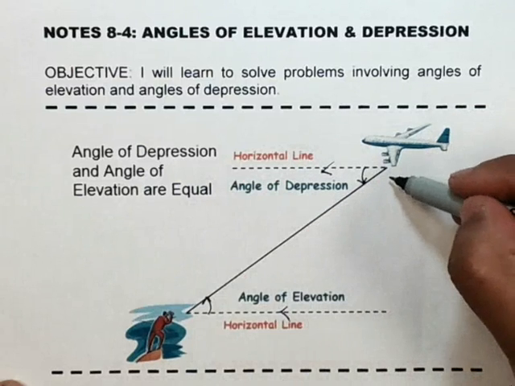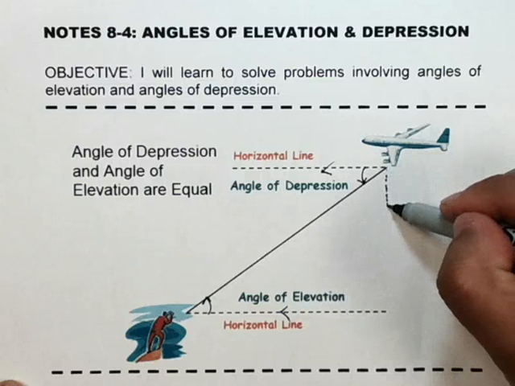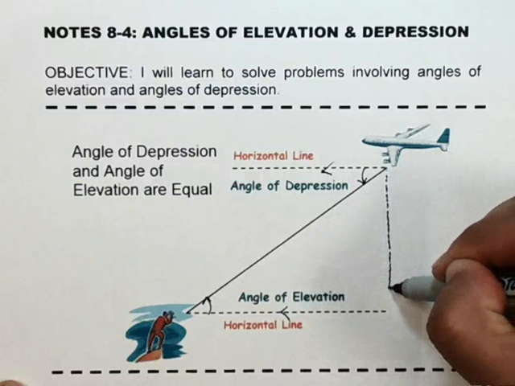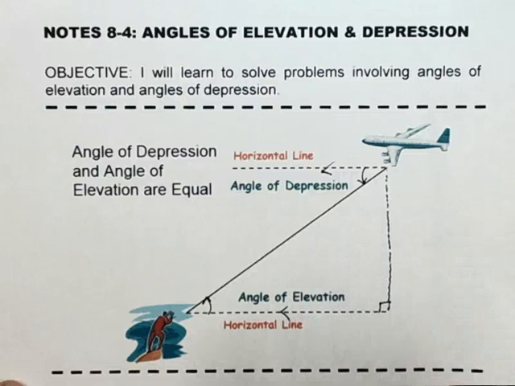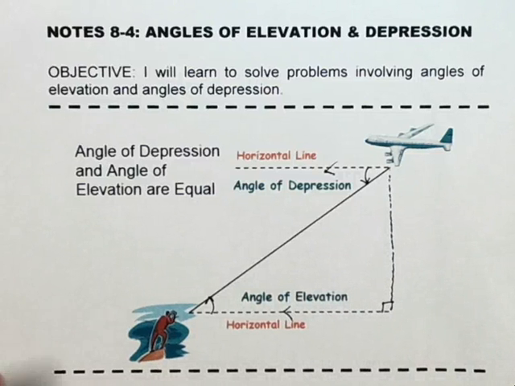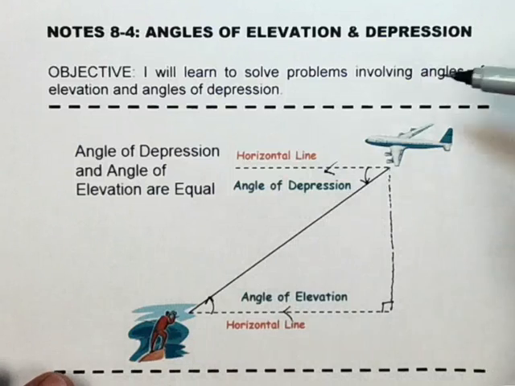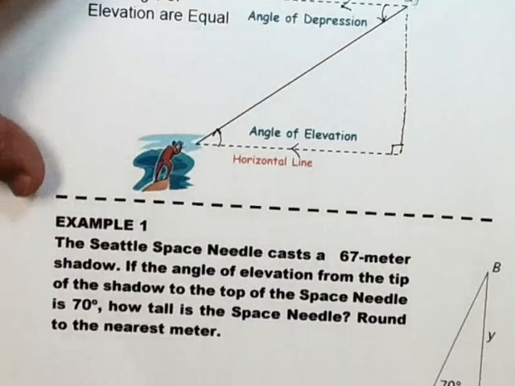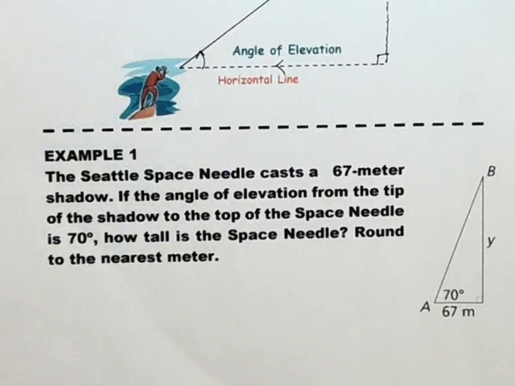Right, and then we would assume, or we make the postulate, that this is going to come down straight at a 90-degree angle. Okay, so angle of elevation, you're looking up. Angle of depression, you're looking down. All right, so let's look at the first example.